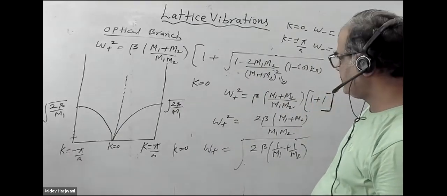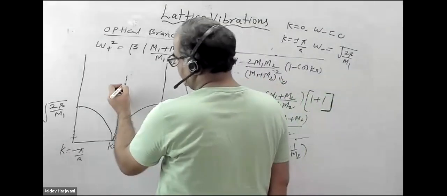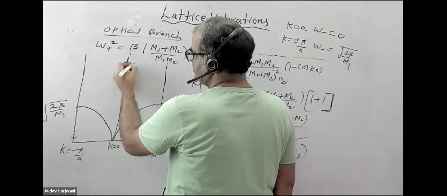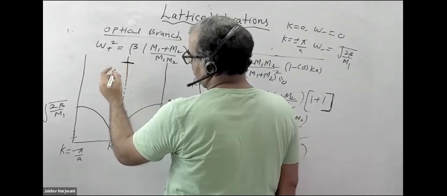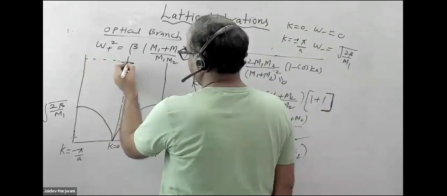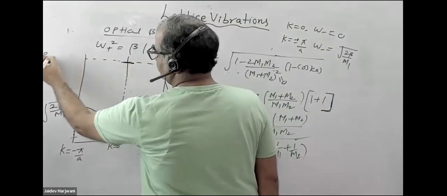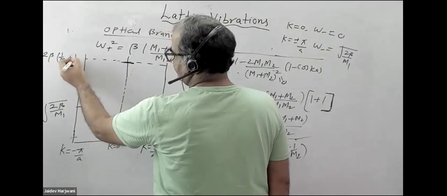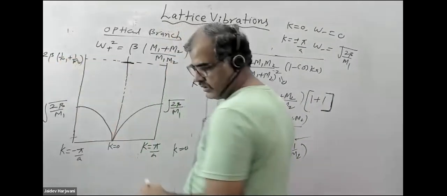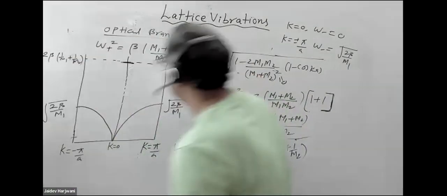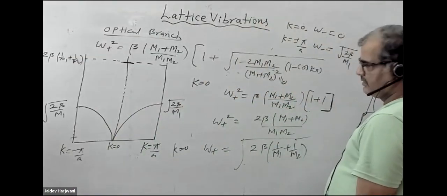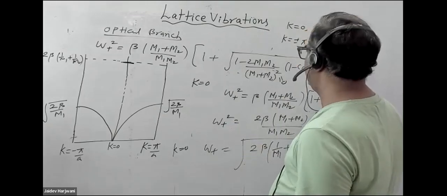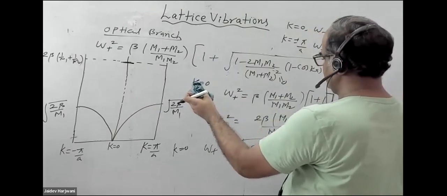So that means here at k tends to 0, your optical branch is somewhere here, whose value is under root 2 beta (1 upon m1 plus 1 upon m2). Now check this expression, the optical branch at k equal to plus minus pi by a. So we have this expression. Shall I erase this one?